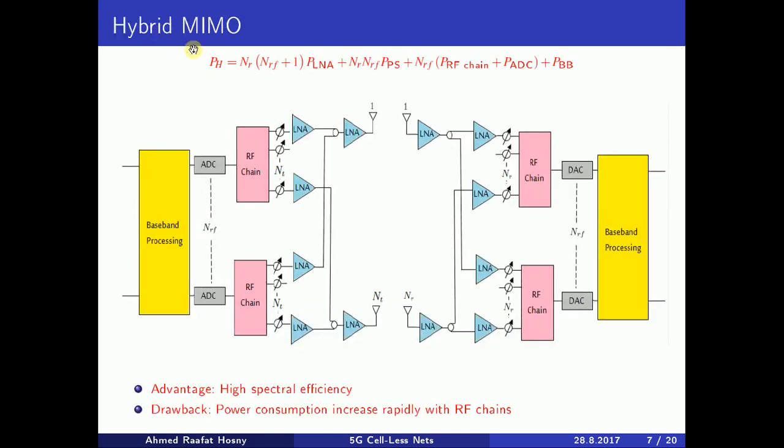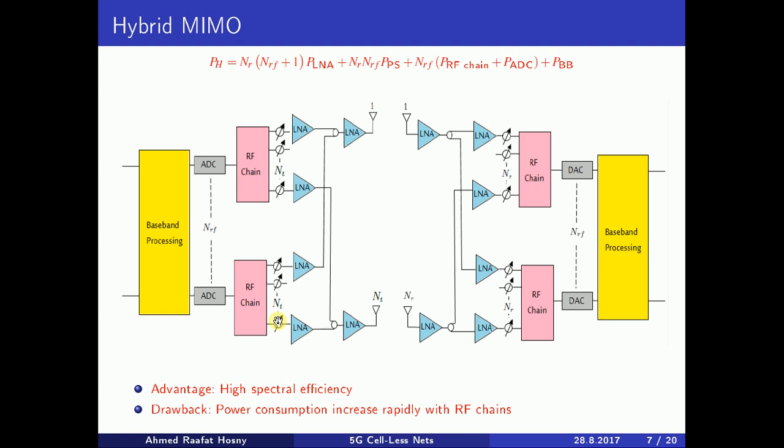Hybrid MIMO has been proposed with the aim of simplifying the massive MIMO transceiver design in the millimeter wave band. The idea of hybrid MIMO is that part of the processing occurs in the baseband using digital processing, and the other part of the processing occurs on the passband using analog processing. So the processing is divided between the baseband and the passband, between the digital and the analog. And the analog processing occurs by using phase shifters.